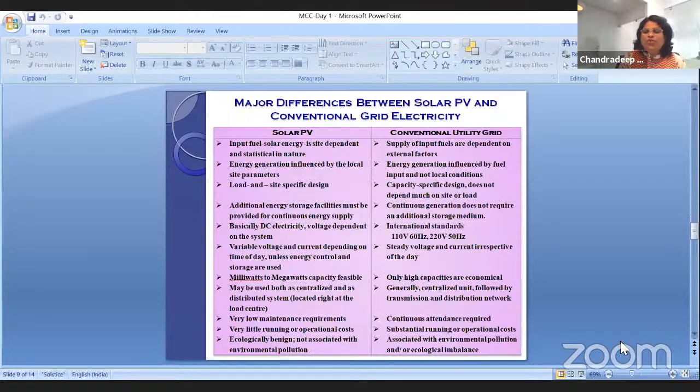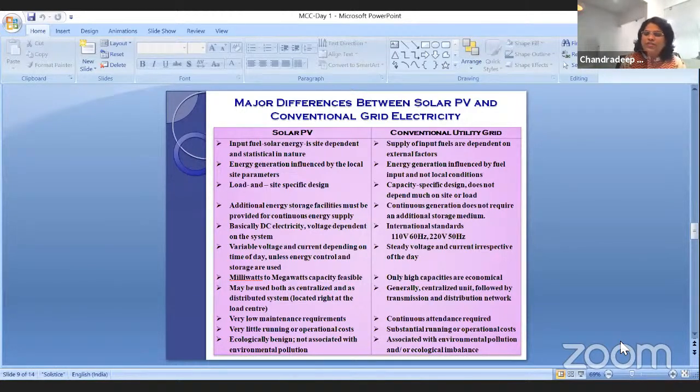So why should we go for solar, not conventional? We are going for solar water pumps, and in these 2 days we'll be discussing solar water pumps. But why? Is it true that because of hype and all these things we should go for solar? Does solar really have any benefits compared to the utility grid? Utility grid means the electricity which you are using at your home, which comes from coal. So we call it the conventional utility grid. So why should you go for solar?